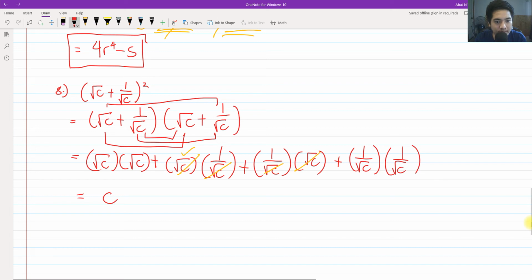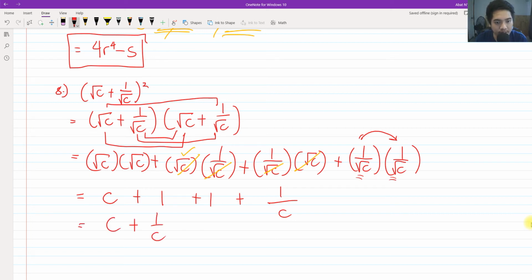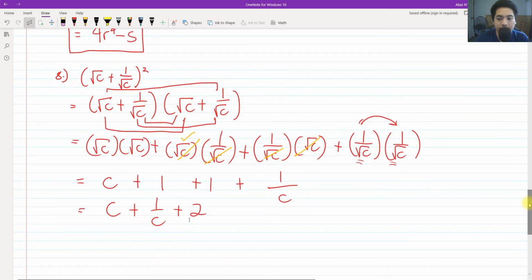And what happens to this? If they cancel, 1 all over 1 is 1. Then this will become 1 also. And this will become numerator times numerator, that's 1, denominator times denominator. Square root of c times square root of c is simply c. So we have c plus 1 all over c plus 2. So that is our final answer. c plus 1 all over c plus 2.